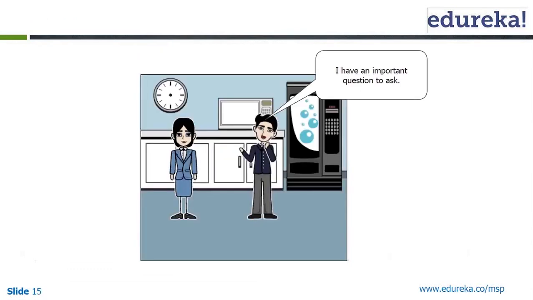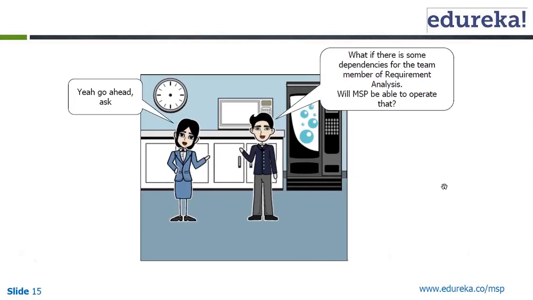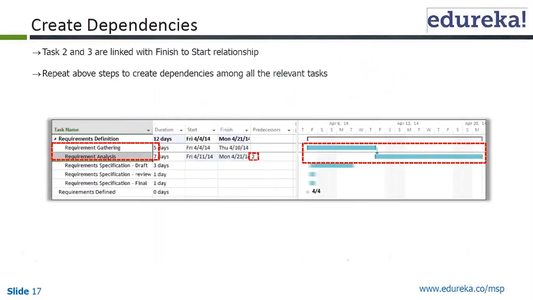I'm on the next slide, slide number 15. I have an important question to ask. The project manager, in yesterday's slides that we have seen, asks what if there are some dependencies for the team member of requirement analysis? Will MSP be able to operate that? So essentially, how do I create those dependencies? We have already seen this. Tasks 2 and 3 are linked with a finish to start relationship. Repeat the above steps to create dependency among all the relevant tasks.